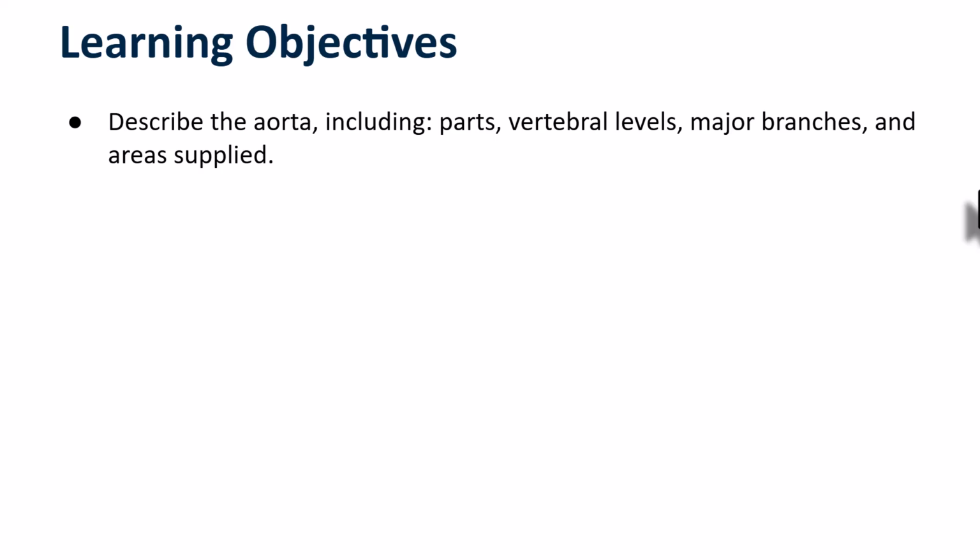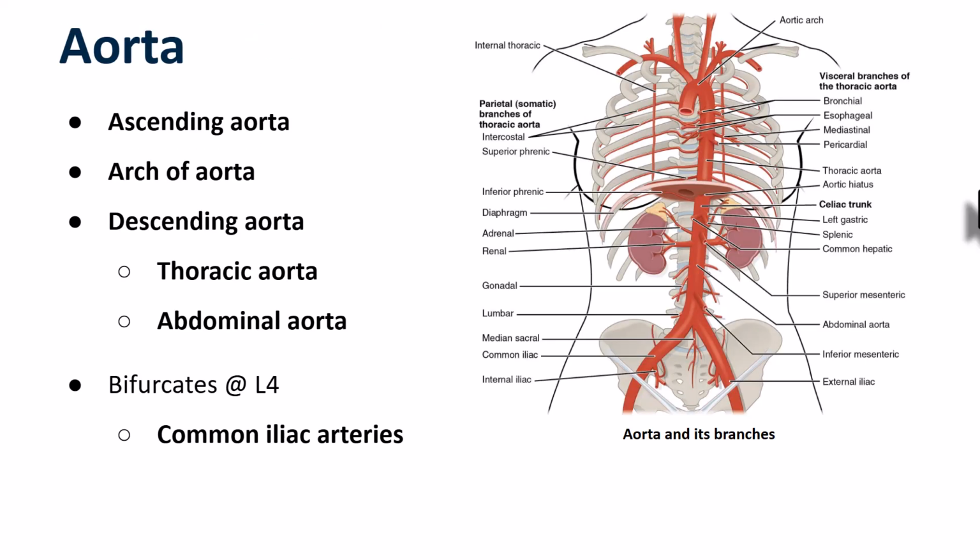In this video, we'll discuss the aorta, including its parts, various vertebral levels of the parts, major branches, and the areas they supply. So the aorta has several major components. There is the ascending aorta, which exits from the left ventricle, then the arch of the aorta, which we can find in the superior mediastinum.